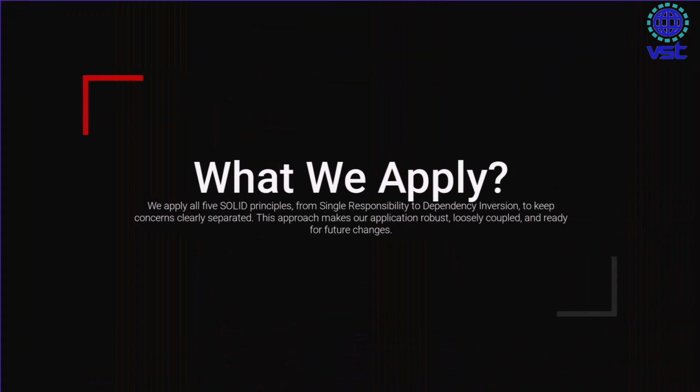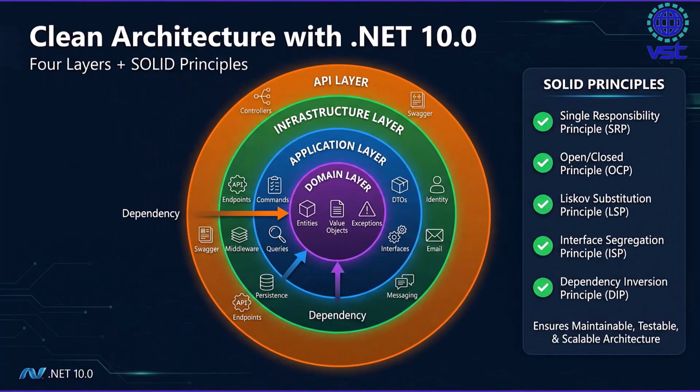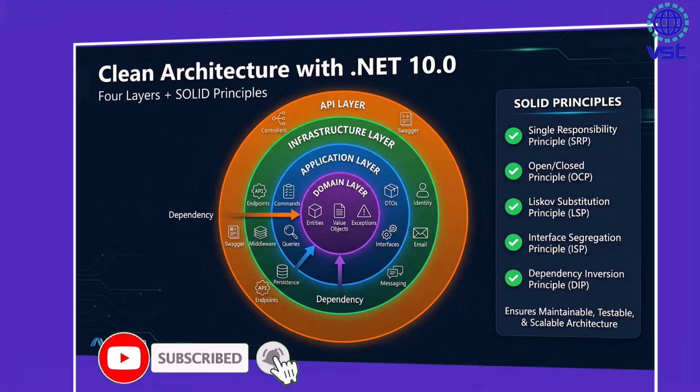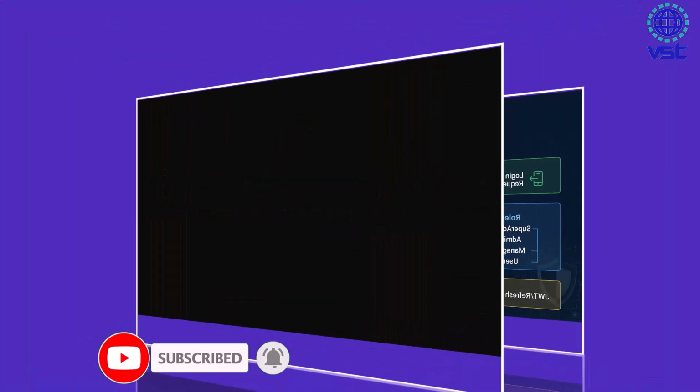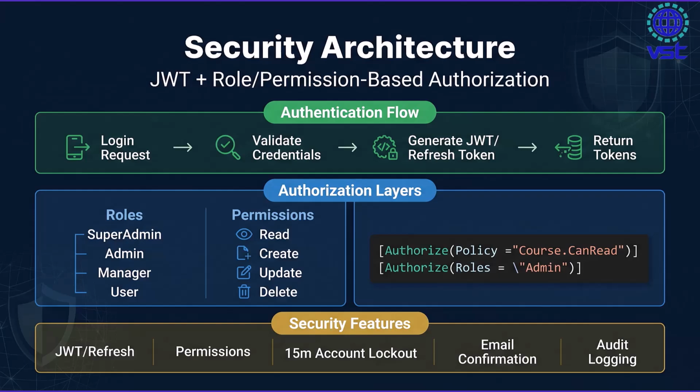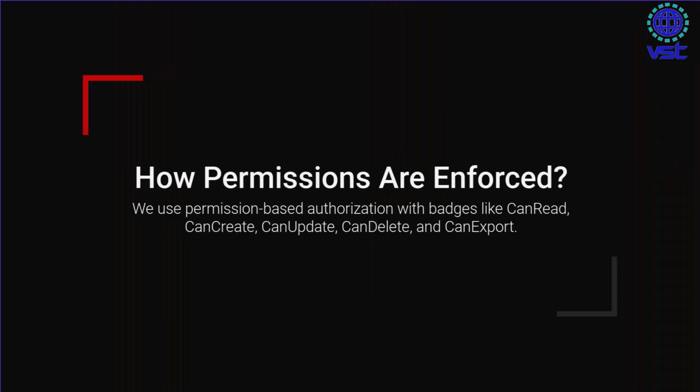What do we apply? We apply all 5 SOLID principles, from single responsibility to dependency inversion, to keep concerns clearly separated. This approach makes our application robust, loosely coupled, and ready for future changes. What architecture do we follow? Our JWT-based security architecture with role and permission-driven authorization. The authentication flow covers login, credential validation, token generation, and refresh tokens, backed by account lockout, email confirmation, and audit logging.